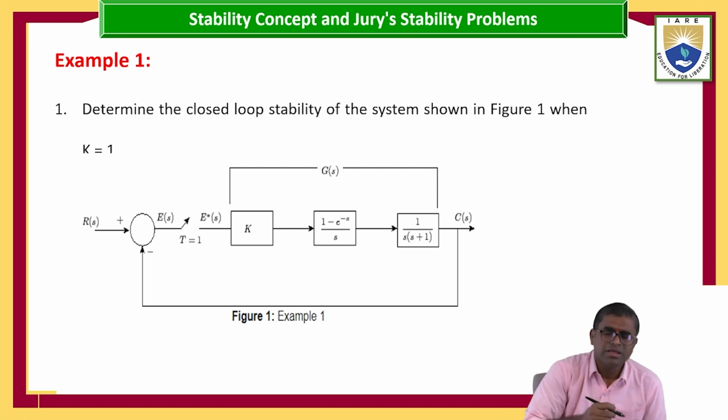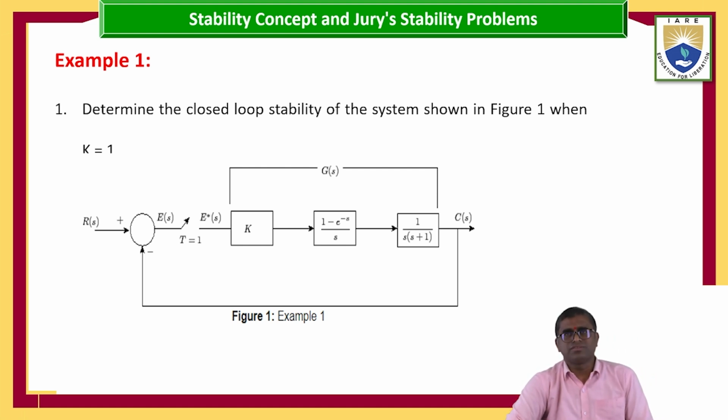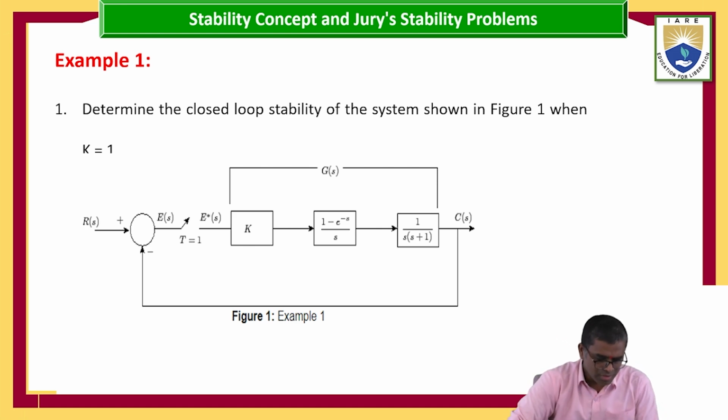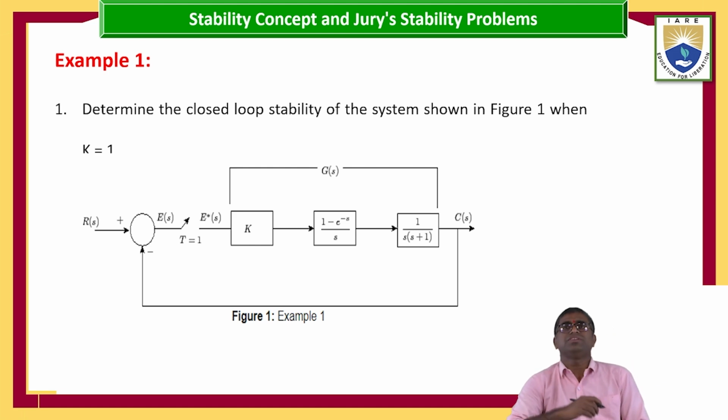Here they are taking the forward path gain factor as 1. R of s is the input signal, C of s is the output signal, E of s is the error signal, and E star of s is the sampled signal with a sampling period of 1 second. One of the functions given is (1 minus e to the power of minus s) by s, and another forward path function is 1 by s into (s plus 1).